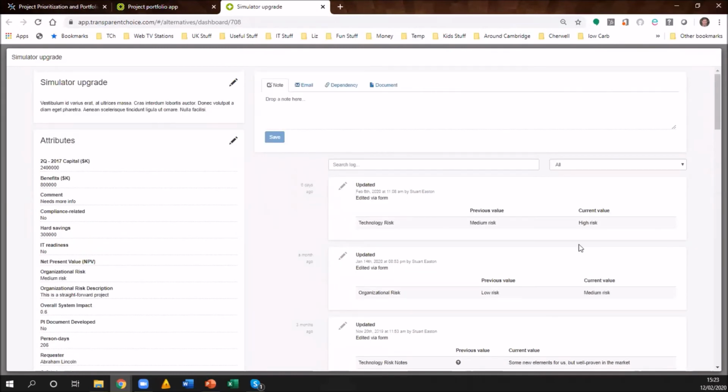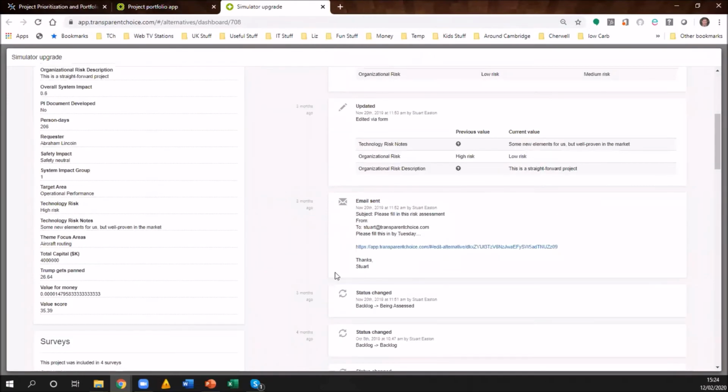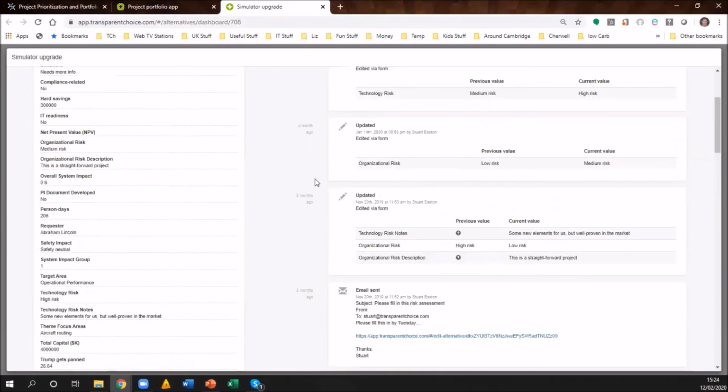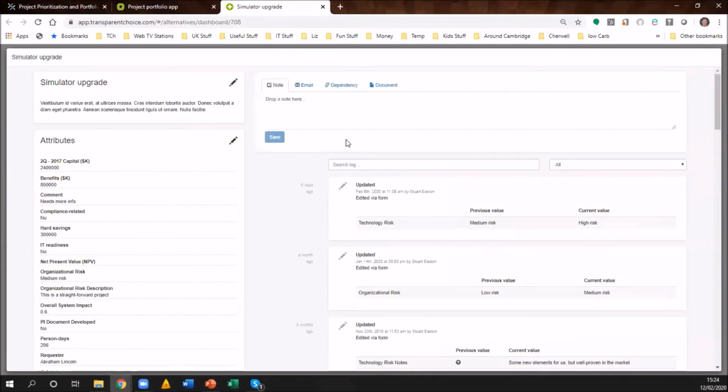On the right-hand side, you can see an audit trail. So you can see we changed the level of risk from medium to high, and you can see that I made that change earlier this month. So you've got a complete audit trail. You can see here one of the emails that we sent out with a link to a form, and that I think is probably a form that you can use to evaluate risk or something like that.